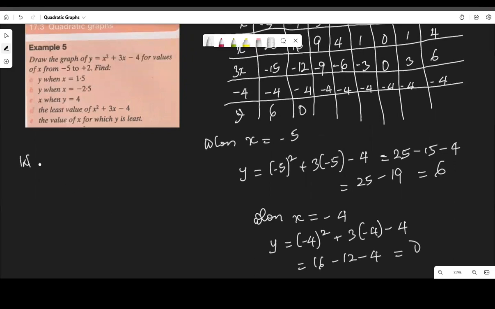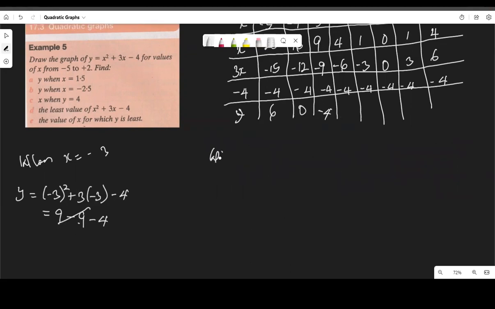When x is equal to -3, the next value of x, y will be -3 squared plus 3 times -3 minus 4. -3 squared is 9. Minus times plus is minus, 3 times 3 is 9. Then minus 4. 9 minus 9 is 0. So our answer is -4.